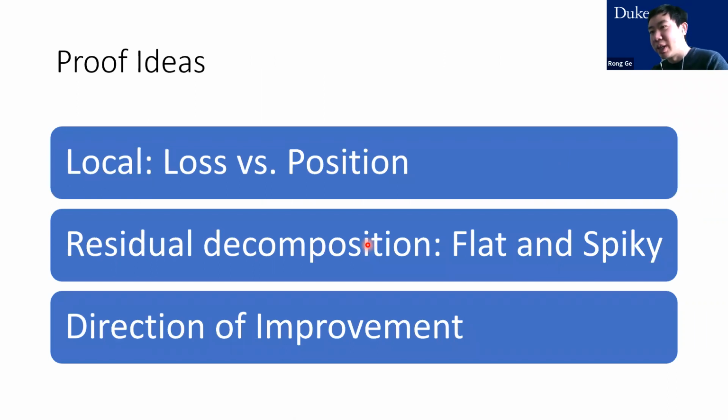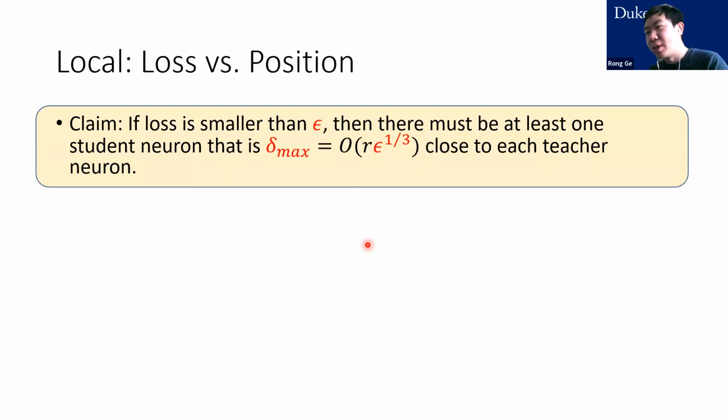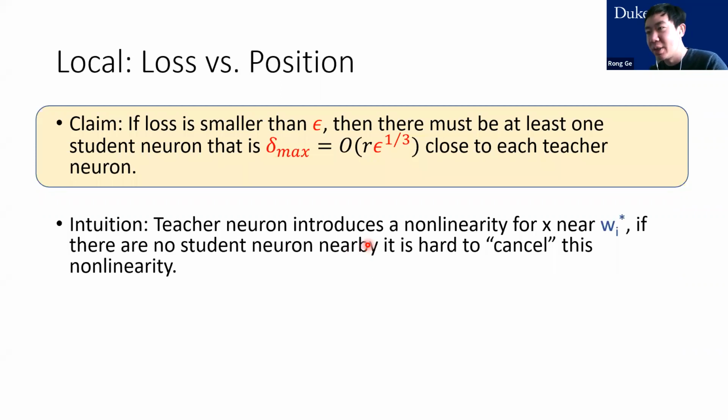So how do we deal with this case? I will just briefly introduce some of the previous proof ideas. So our first claim is that if there is a threshold, so that if the loss is smaller than the threshold, then there must be at least one student neuron that's close to each teacher neuron. So loss being small implies that student neurons, at least some of the student neurons, are already matched to teacher neurons.